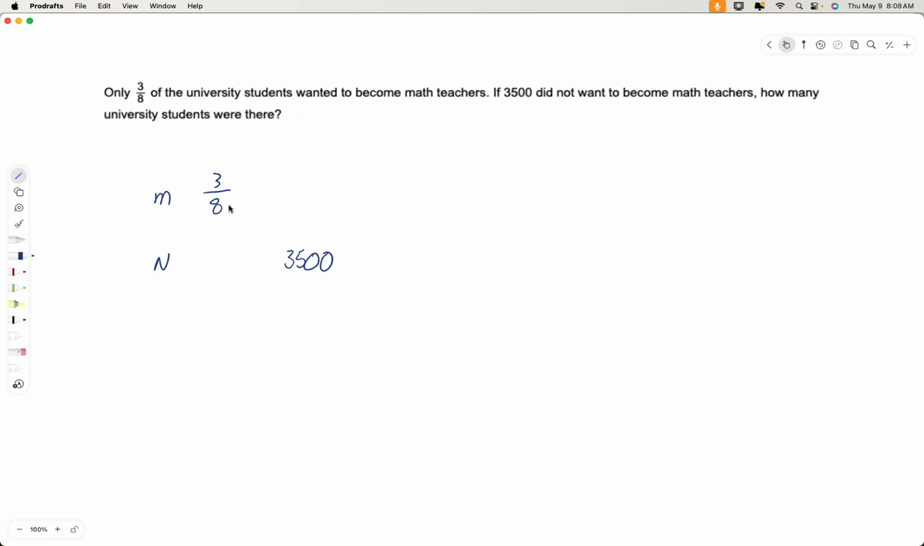If 3 out of 8 did want to be math teachers, then that tells me 5 out of 8 did not. Does that make sense? Because 3 plus 5 is 8. And that equaled 3,500. There's your proportion statement right there: 5 over 8 is equal to 3,500 out of some total number that we don't know.